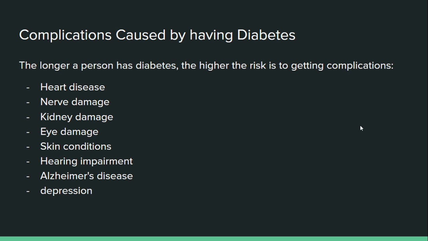Complications that are caused by having diabetes. The longer a person has diabetes, the higher the risk is of getting complications. And these complications could include heart disease, nerve, kidney, and eye damage, skin conditions, hearing impairment, Alzheimer's disease, and depression.